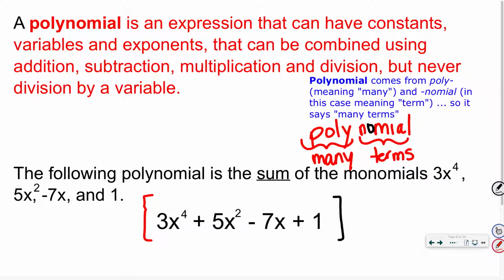So the polynomial is really just a combination of monomials. If you wanted to summarize it in the simplest way, polynomials are just many.